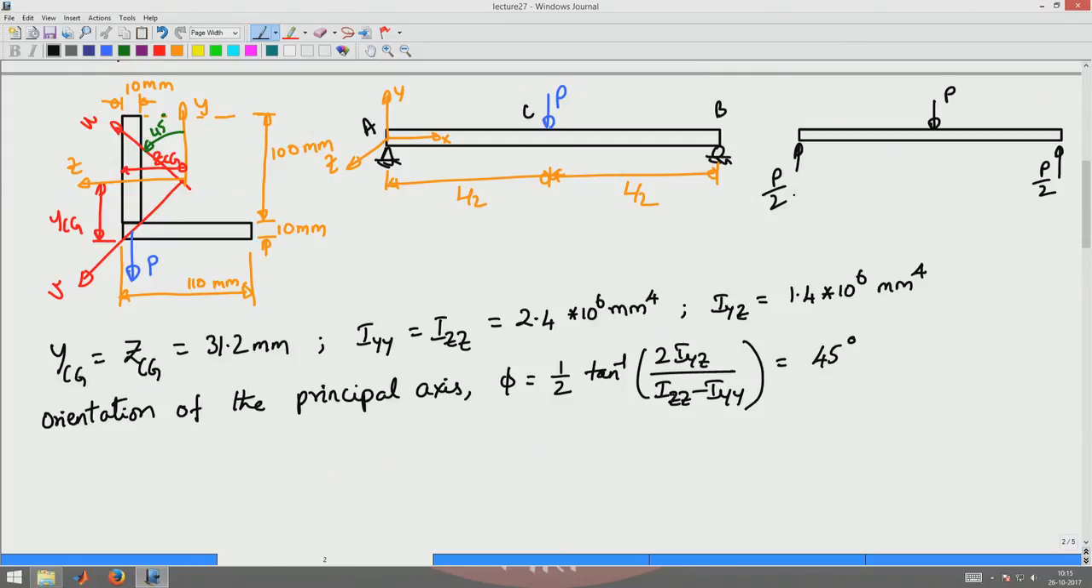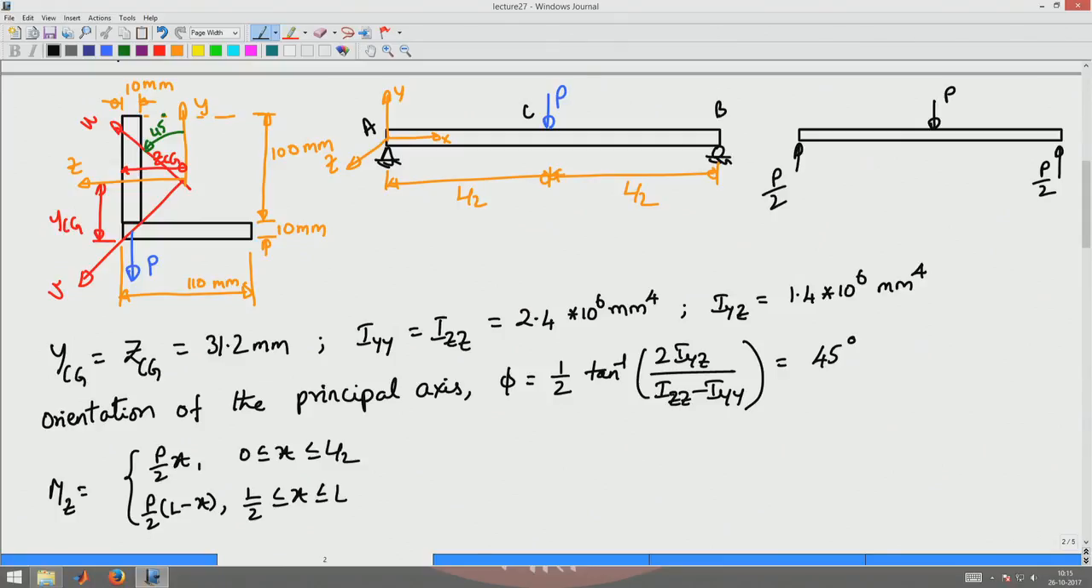So this is a free body diagram of this beam, and hence the variation of mz moment with x is given by P by 2 into x for 0 less than x less than L by 2, and P by 2 into L minus x for the region L by 2 less than x less than L.